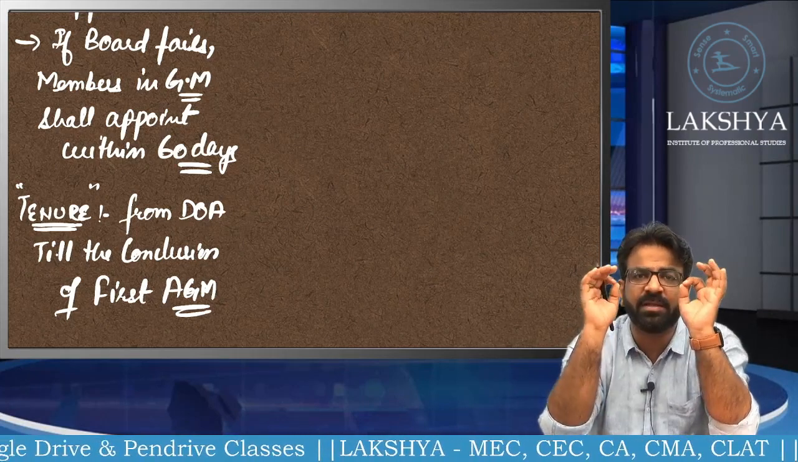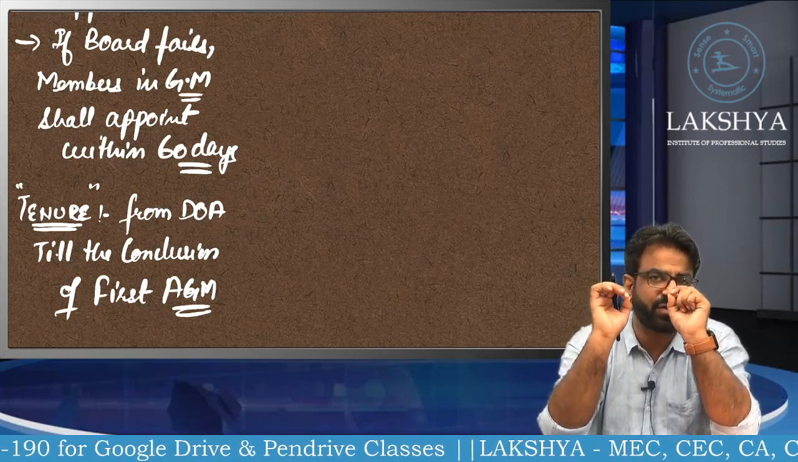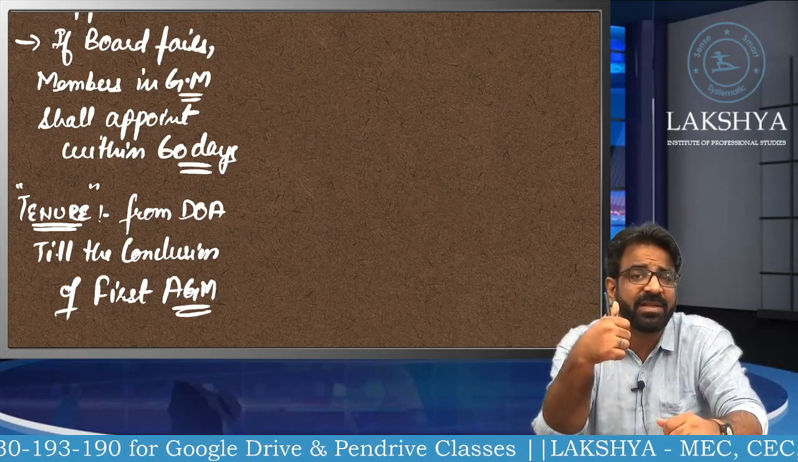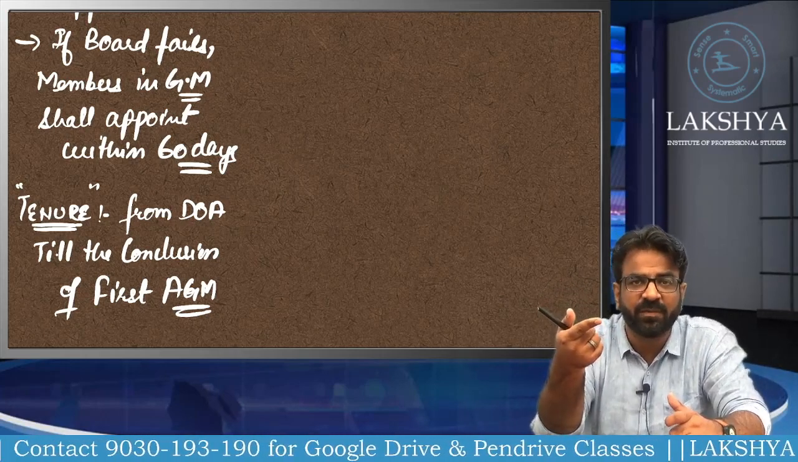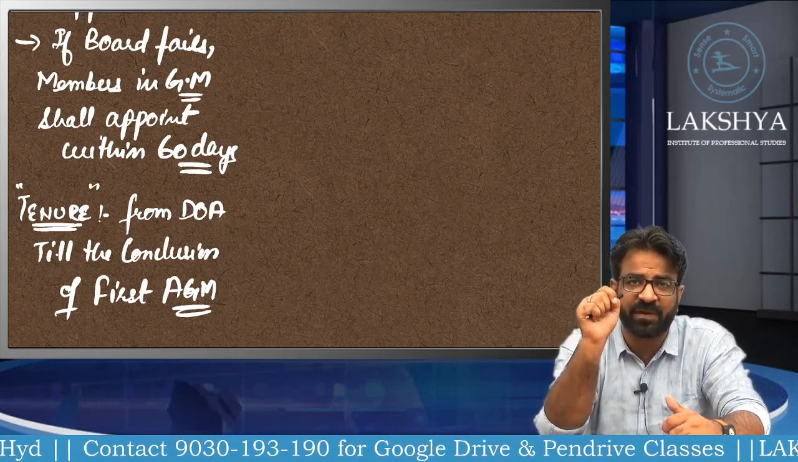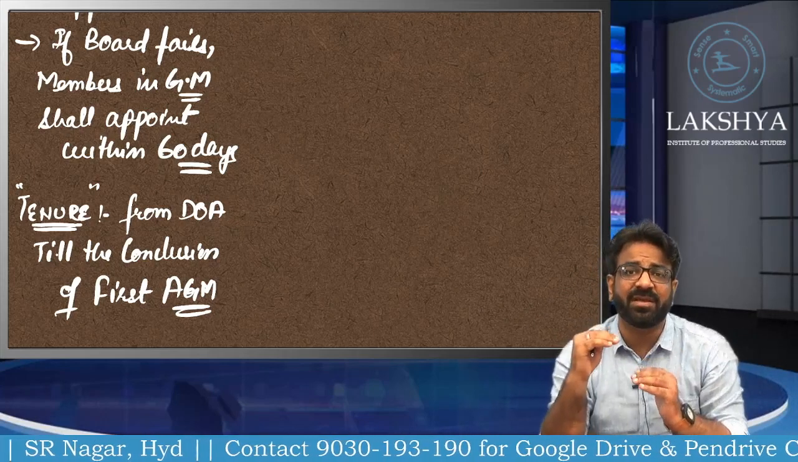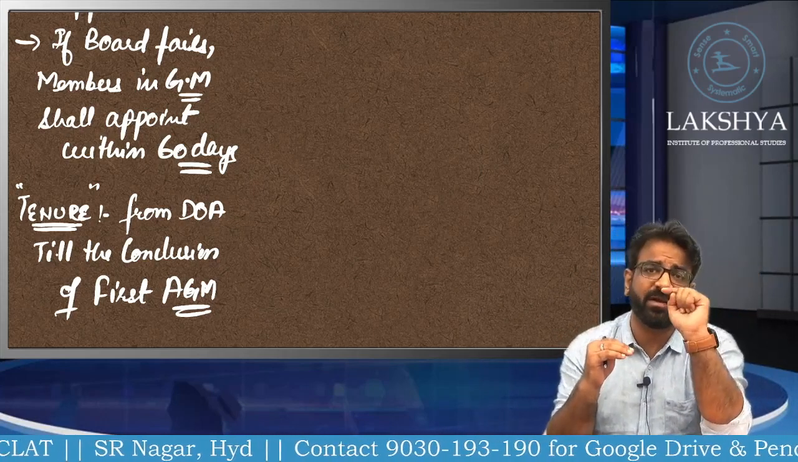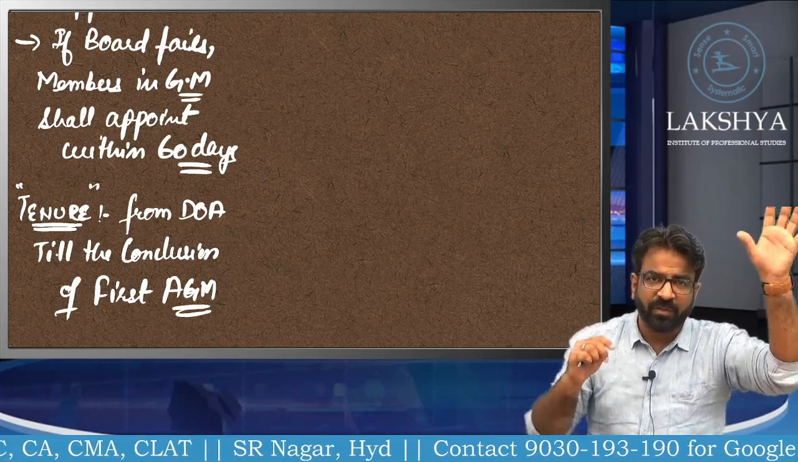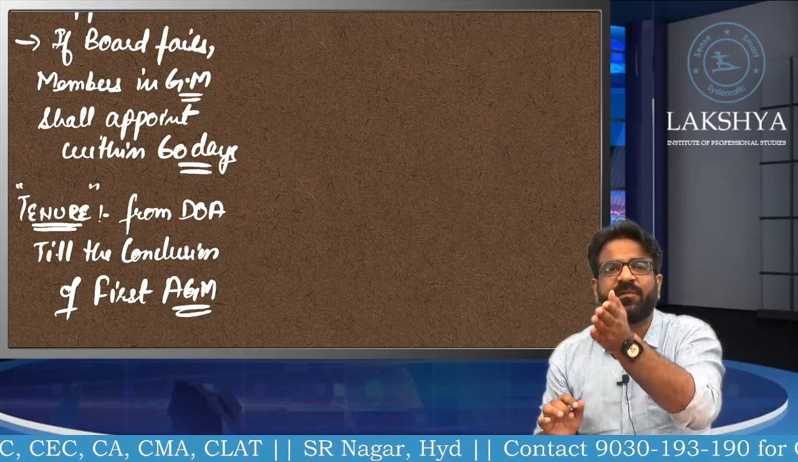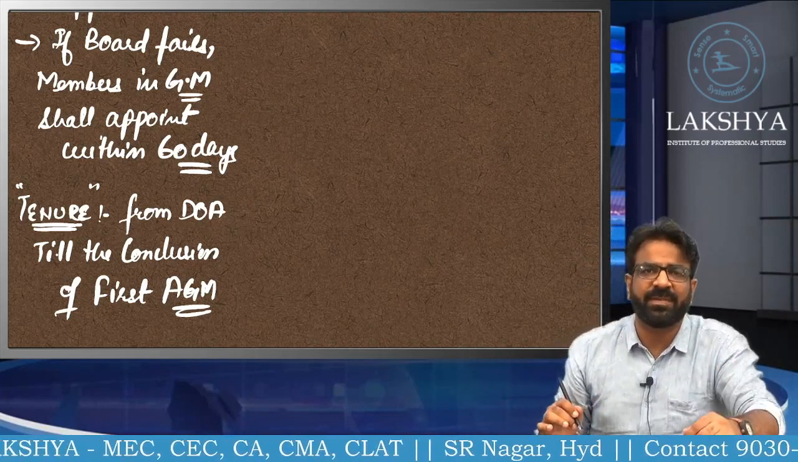First AGM. Everybody just try to remember when the first AGM of the company is to be conducted. It is to be conducted within 9 months from the end of the first financial year. So government company's first AGM will be conducted within 9 months from the end of the first financial year. Whenever they conduct their first AGM, this is going to be the last day for the first auditor of the government company. So from the date of appointment till the conclusion of the first AGM, this first auditor of the government company is going to be appointed.